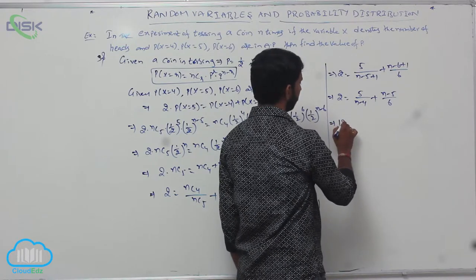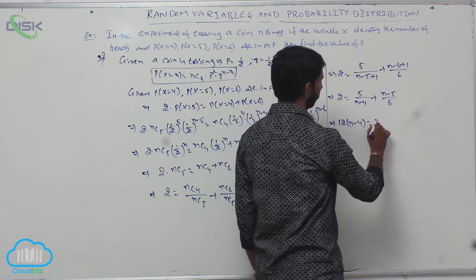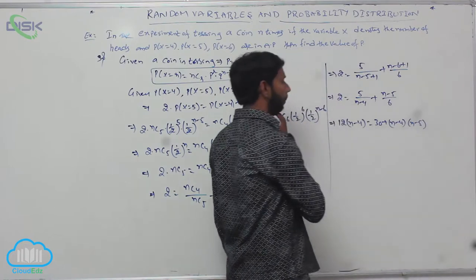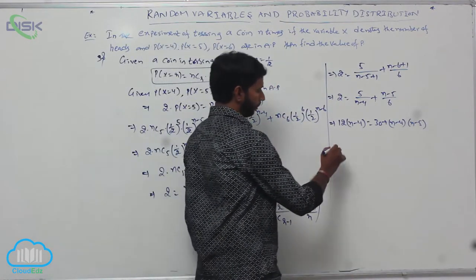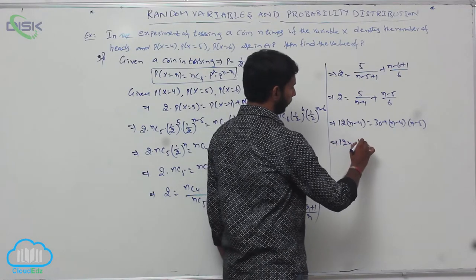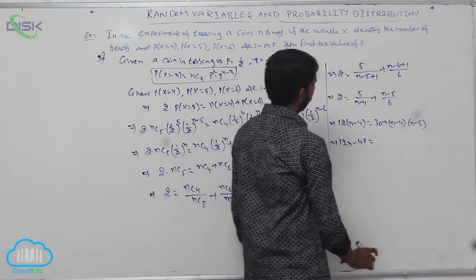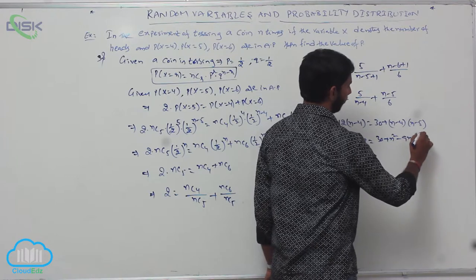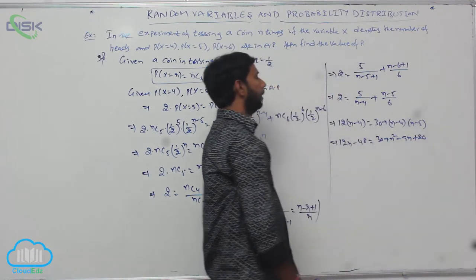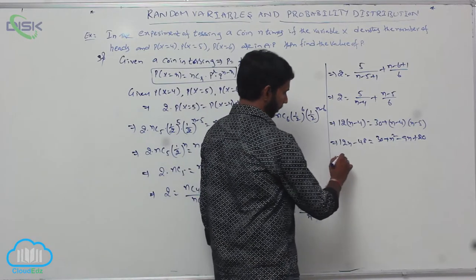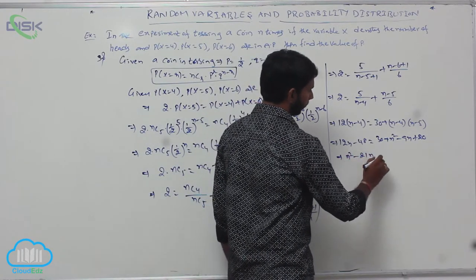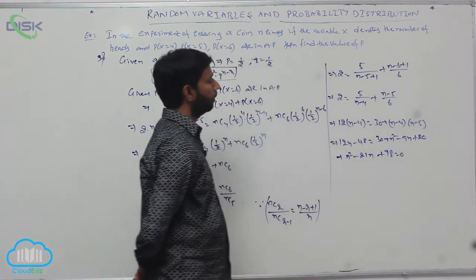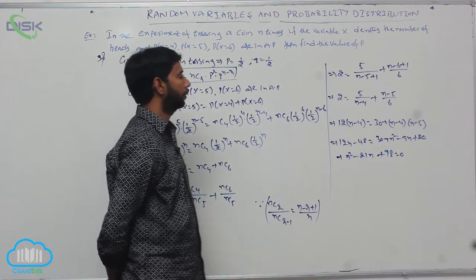Taking LCM, there is 12 times n minus 4 is equal to 30 plus n minus 4 into n minus 5. Then 12n minus 48 is equal to 30 plus n square minus 9n plus 20. That is n square minus 21n plus 98 is equal to 0.